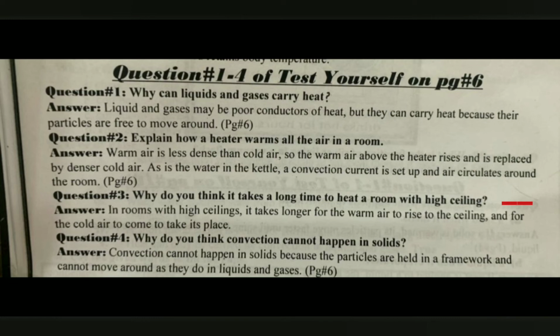Question number 3. Why do you think it takes a long time to heat a room with high ceilings? The answer is, in rooms with high ceilings, it takes longer for the warm air to rise to the ceiling and for the cold air to come to take its place. Question number 4. Why do you think convection cannot happen in solids? The answer is, convection cannot happen in solids because the particles are held in a framework and cannot move around as they do in liquids and gases.